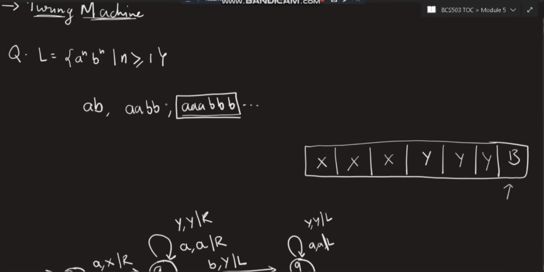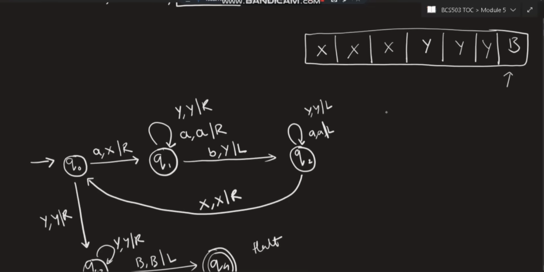For that, first the starting state is q naught. Now I'm doing it for A, B, B, B, and a capital B here. Q naught on A, what's happening? It becomes X and moves to the right, and we move to Q1.